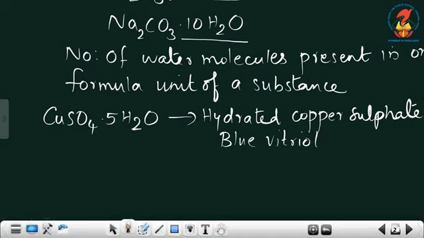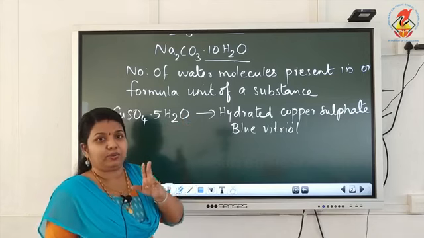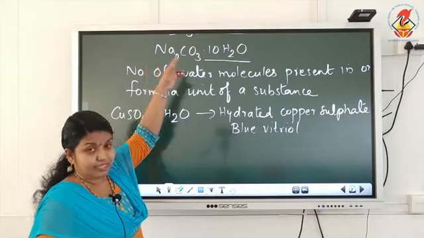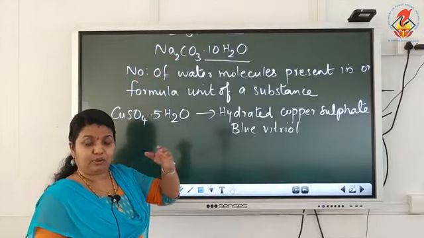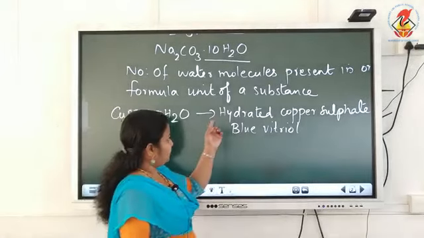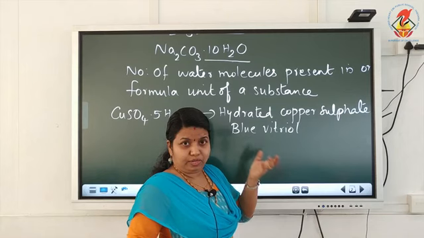When water molecules are present, that is, water of crystallization is present, we call such molecules hydrated molecules. Sodium carbonate with water of crystallization, we call hydrated sodium carbonate. Washing soda, hydrated sodium carbonate. Rust is hydrated iron oxide. So compounds with water of crystallization are known as hydrated compounds. That's why the name hydrated copper sulfate. It is blue in color, blue colored crystals.